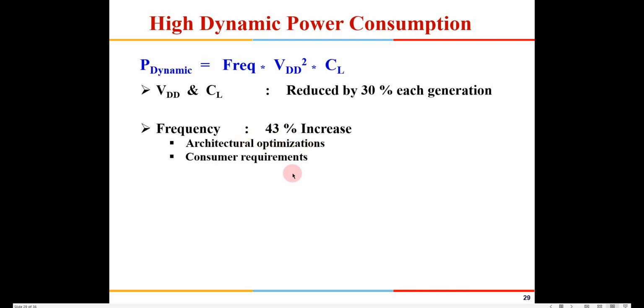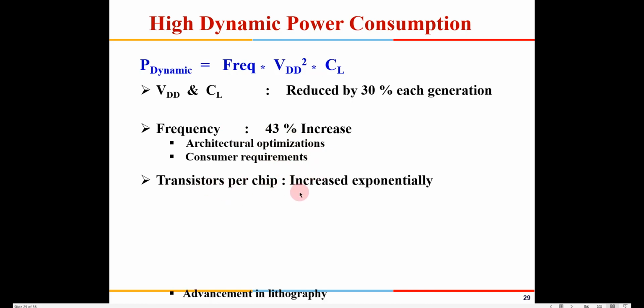Obviously, you and me would want our mobiles or laptops to work faster. So hence we are using higher frequency. Right now we are using few gigahertz frequency, whereas earlier days they used to work in few megahertz. And also the transistors per chip is also increasing exponentially.